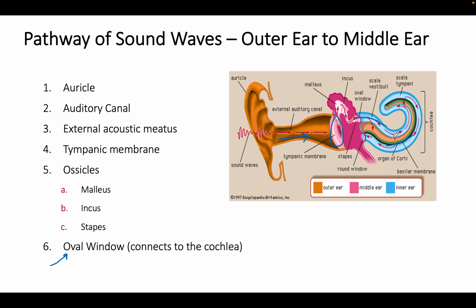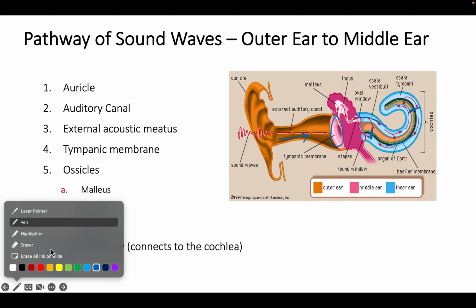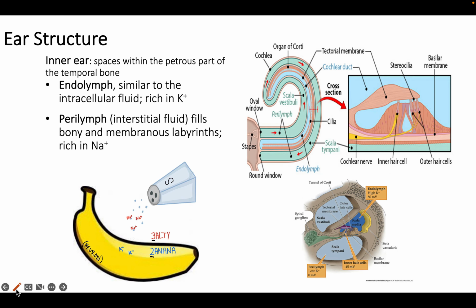The sound waves here, depending on the frequency of the sound, whether it's high frequency or low frequency, will distort and move this basilar membrane either very proximally, so very close to the oval window, or very far away from the oval window. And that is dependent on the frequency of the sound wave.